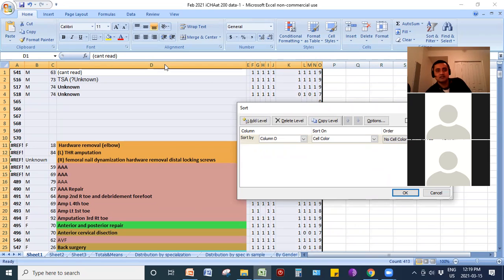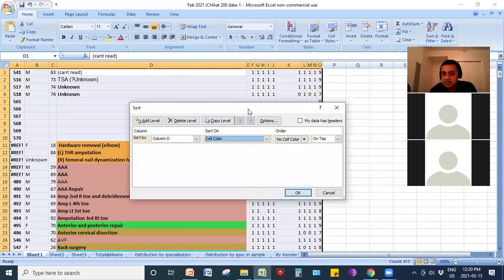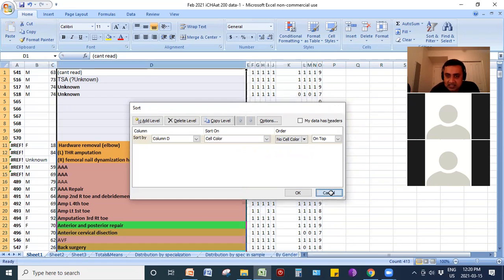So this is column D, if you can see here. I can say use column D, and I can sort by any column. I'm just going to choose D, and I can say by cell color. When I do by cell color, it'll go ahead and sort it out. Now I won't sort this out because I already did it on the next sheet. So I'm just going to cancel this.